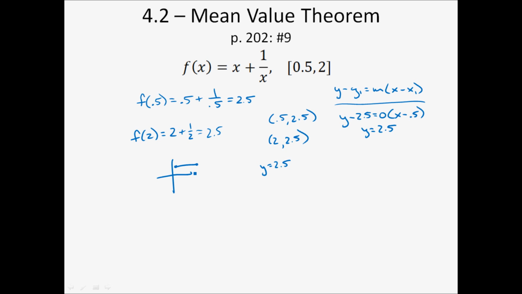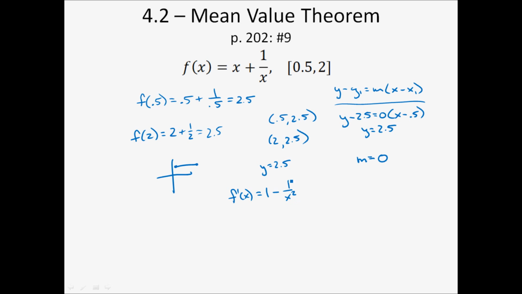So what they want us to do now is find that spot. Okay, so our average rate of change here, the slope of the secant line, is 0. So now we've got to figure out the instantaneous rate of change. Remember, whenever you want the instantaneous rate of change, you've got to find the derivative, right? So let's calculate the derivative. And 1 over x is x to the negative first, so we could think of that as 1 over x squared.